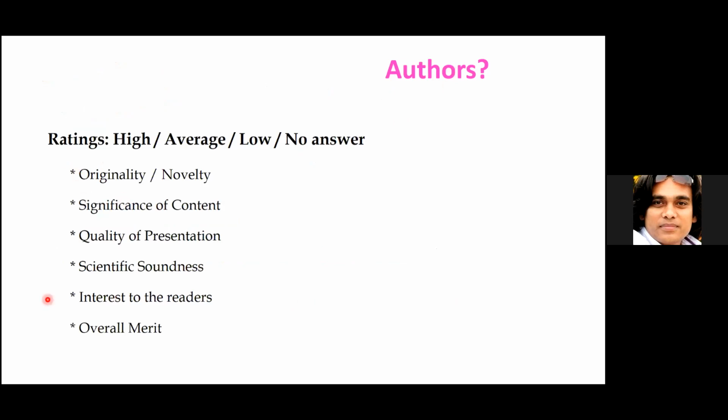Authors should know that these are the points reviewers check: whether originality or novelty is high, average or low. Now, your paper may not be very original, but make sure that the content is significant. Make sure that your quality of presentation, content, scientific soundness, explanations, analysis, interest to the readers and overall merit are high. Even if originality and novelty are low, overall you have more points to get the paper accepted sometimes. So this is very, very important. Don't overlook it. Some students submit a paper but don't check other points.